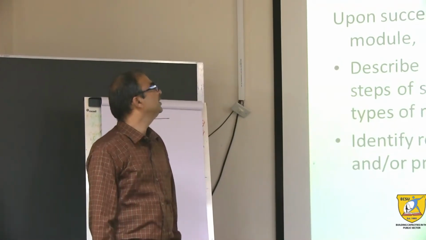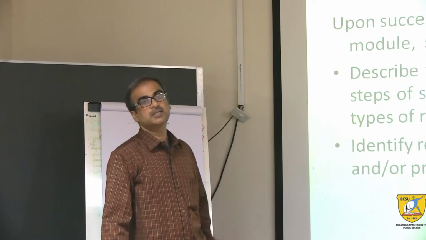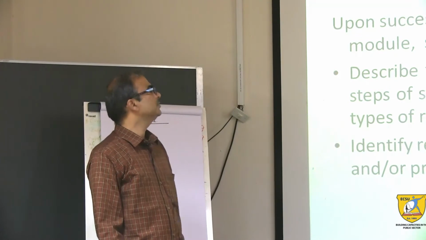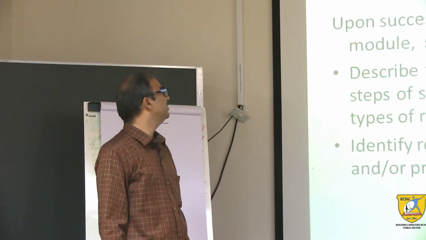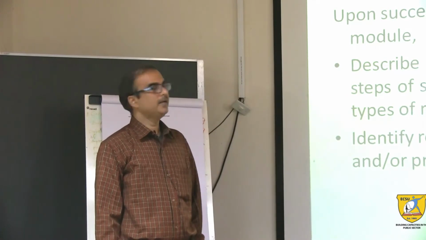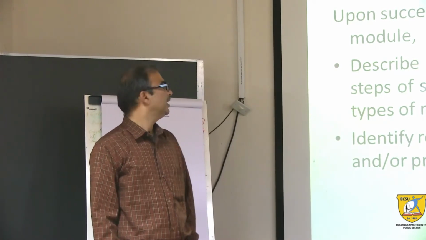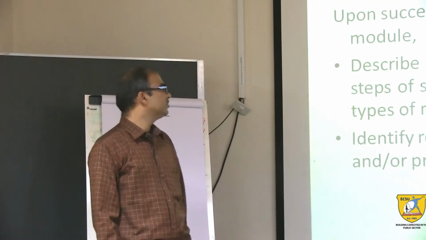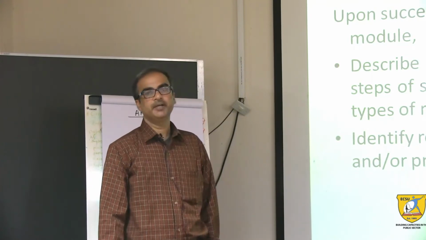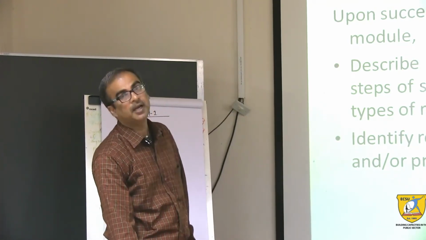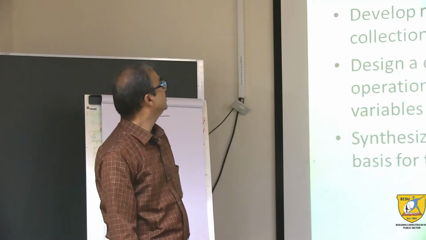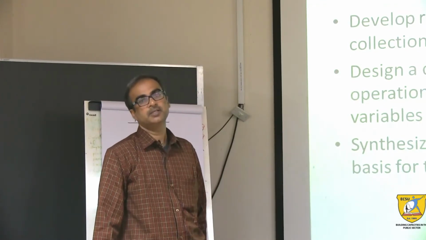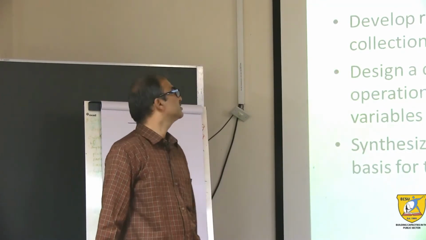So what are the module level learning outcomes? This paper has 6 modules, and upon the successful completion of the modules, a student will be able to describe the meanings, characteristics and steps of scientific and various types of research and sampling survey. Identify research topics that have theoretical or practical significance. The student will have the idea how to choose the topic in research, and they will get the knowledge about the research and research method, theoretical as well as practical.